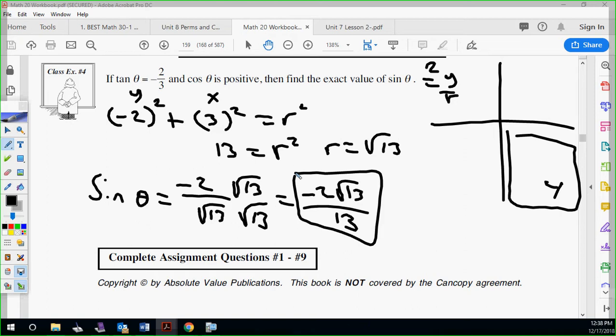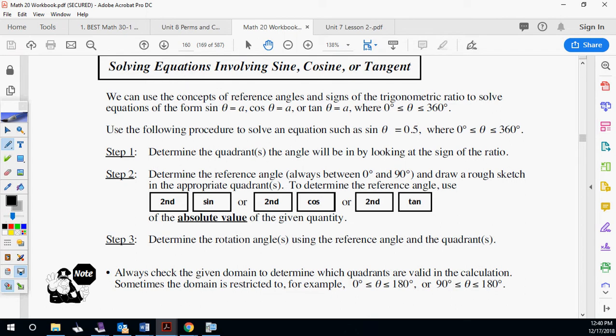Okay, so now we're going to talk about finding positions. What we are finding is the ratios. The cool thing about trigonometry is every sine or cosine has consistent ratios. All right, so now solving equations involving sine, cosine, and tangent, we're going to talk about how to find the angle.